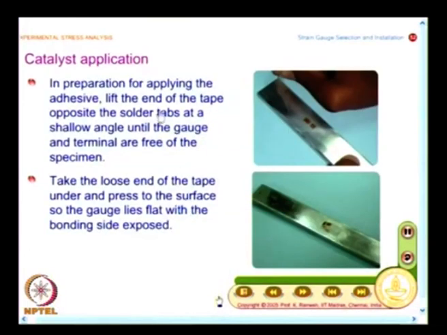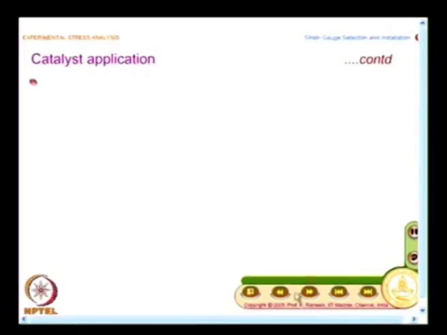And this is what is listed here. So, you need to take the loose end of the tape and press it to the surface to the gauge, lie flat with the bonding side exposed. We want to take out the tape, fold it like this, and then you will have the surface exposed. So, that is good for applying the catalyst as well as the bonding.